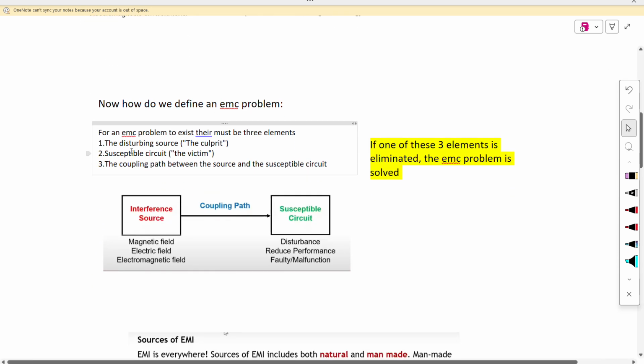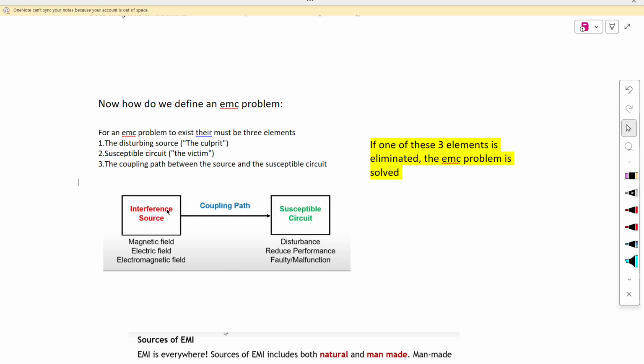Now we are going to define an EMC problem. How do we define an EMC problem? For defining an EMC problem, there must be three elements: the disturbing source, or the culprit; the susceptibility circuit, which is the second one, or the victim; and the third one is the coupling part between the source and the susceptibility circuit. Now, what do you mean by interference source or the disturbing source or the culprit?